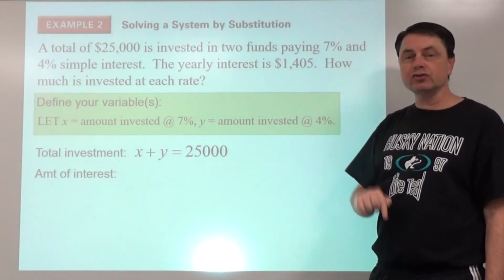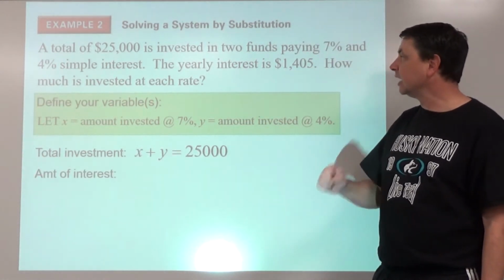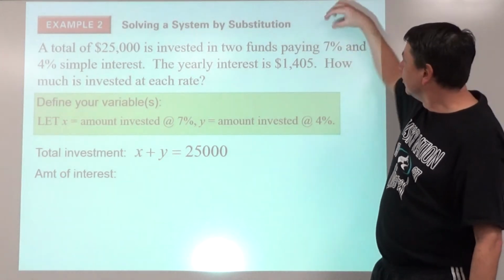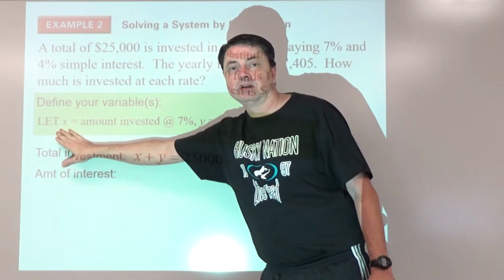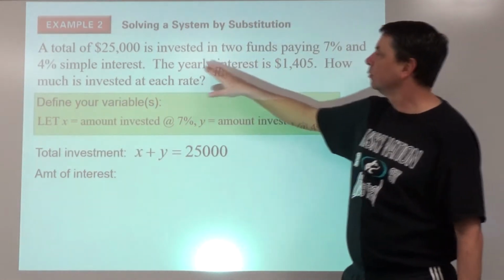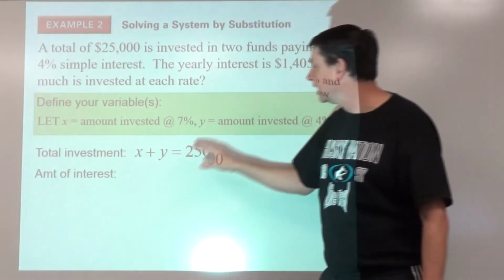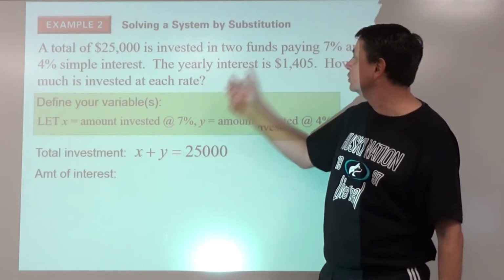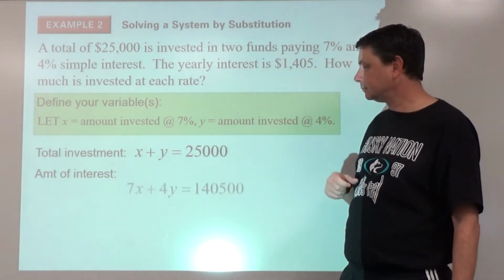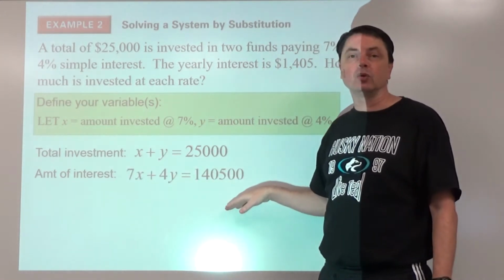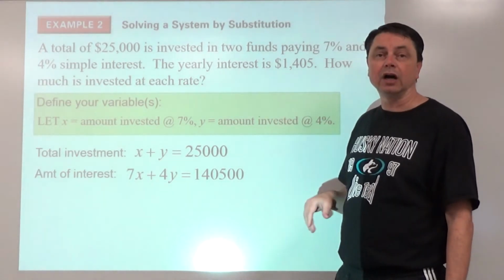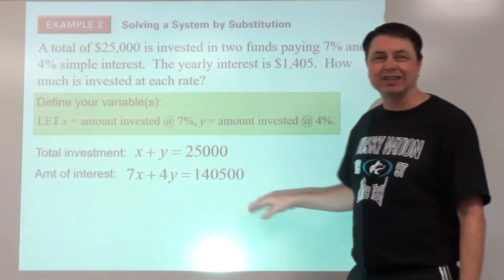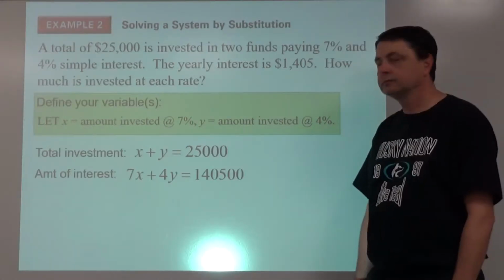Now we can write an interest equation. The amount of interest would be 0.07 times this amount plus 0.04 times this amount is equal to here. Now you're going to see I took that equation and I decimal busted it. I multiplied everything by 100 so that I didn't have to deal with the decimals.